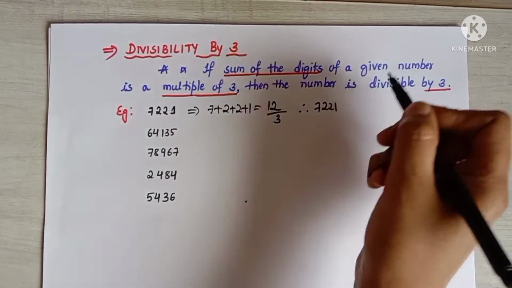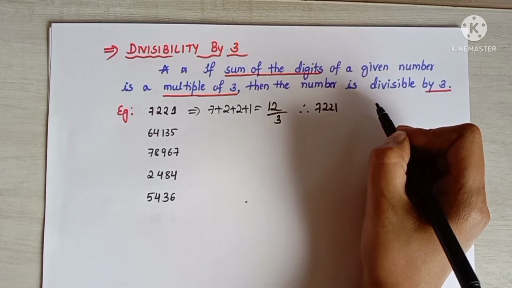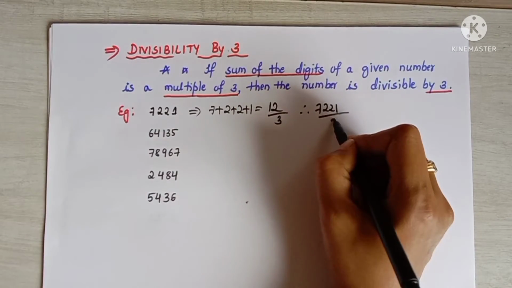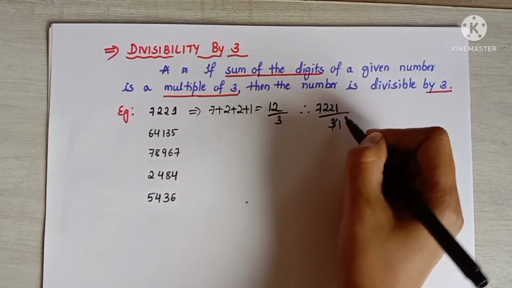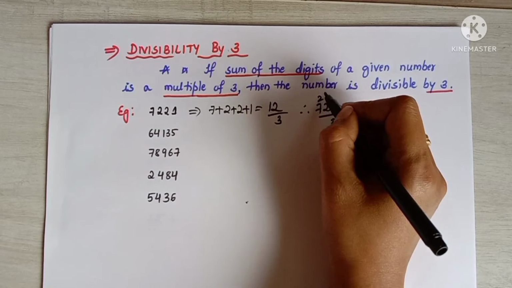So, let us see. Is it divisible by 3 or not? So, let us divide it by 3. 3 ones are 3, 3 twos are 6. Carry is 1.